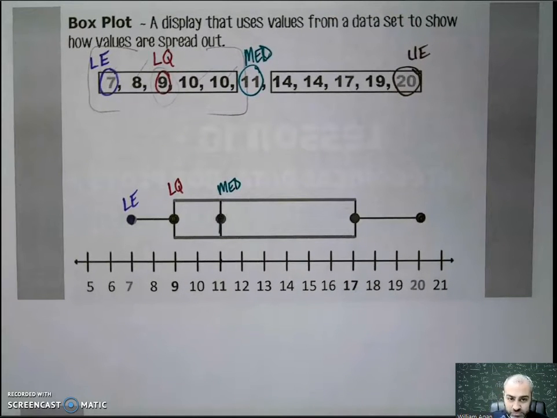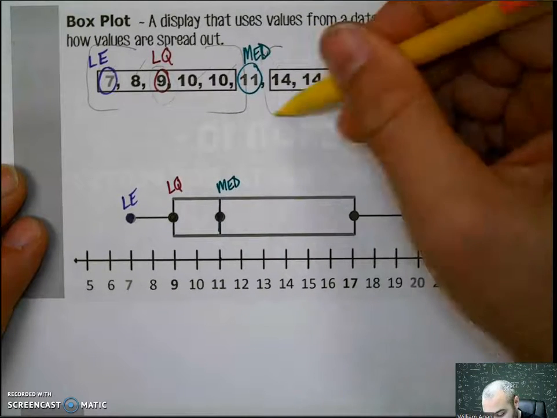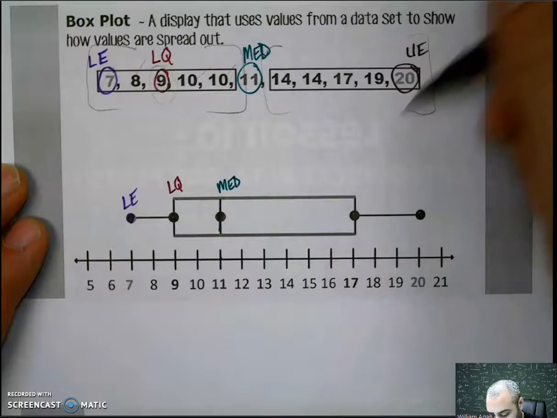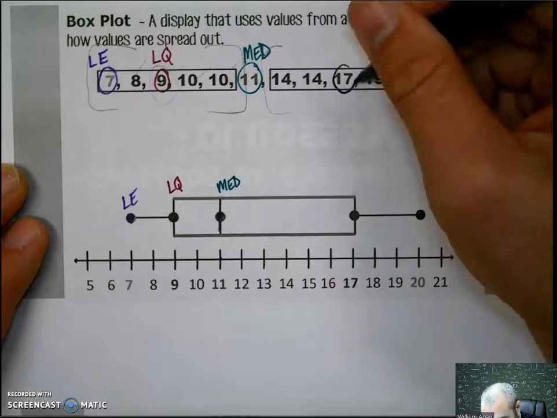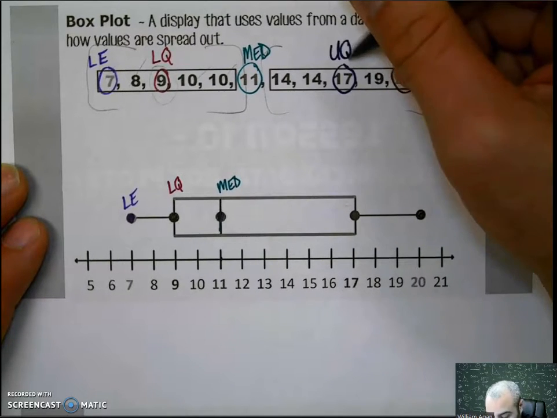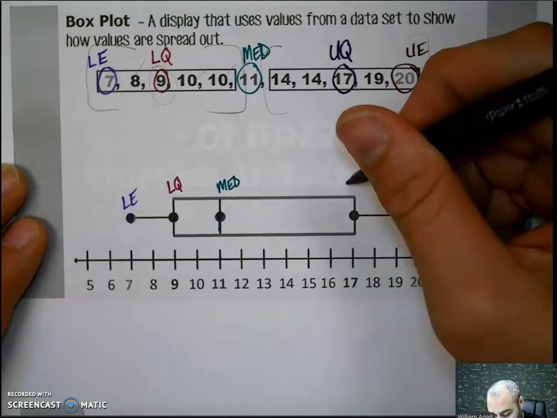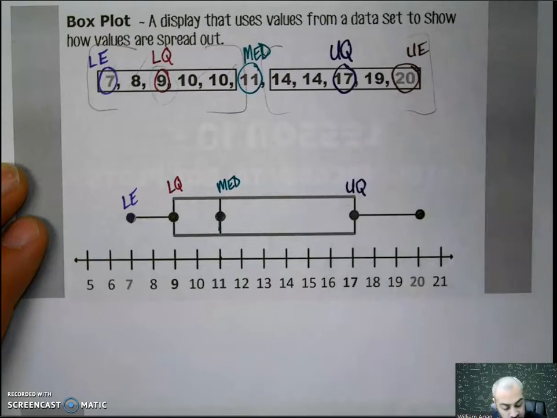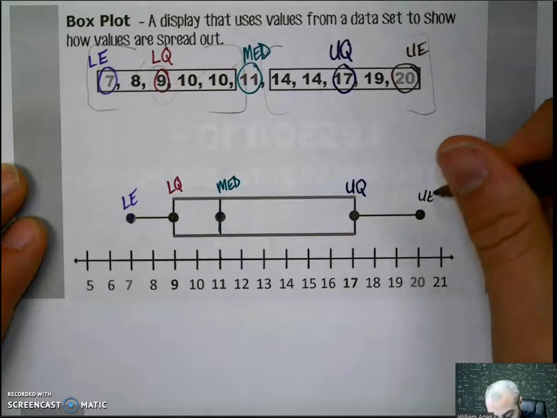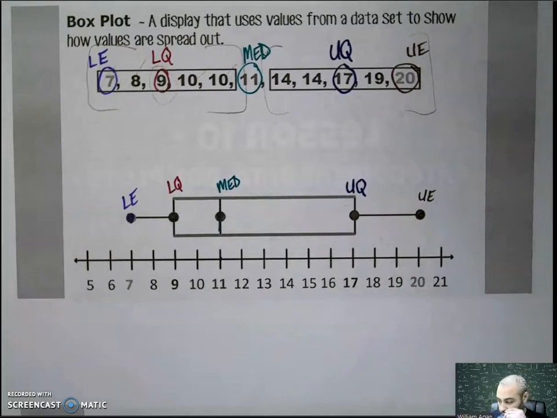Then you do the exact same thing on the other side. So this is your upper set of data. And if you cross it out until you get to the one in the middle, it's right here. That is 17. That is your upper quartile. This is your upper quartile. And I forgot right here to put the upper extreme. Okay, so that's where all these dots come from.